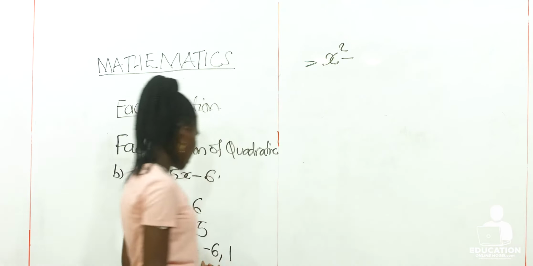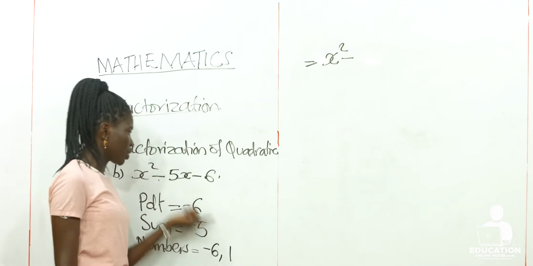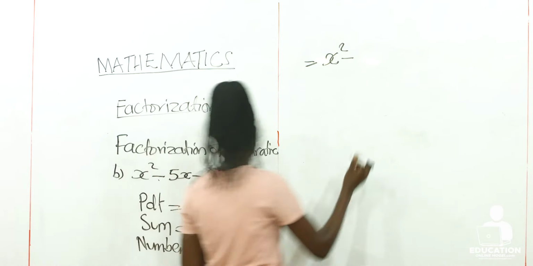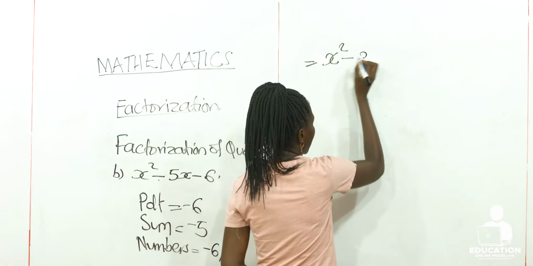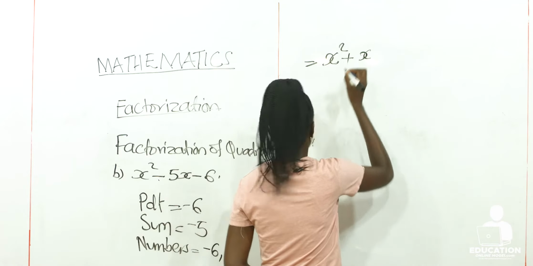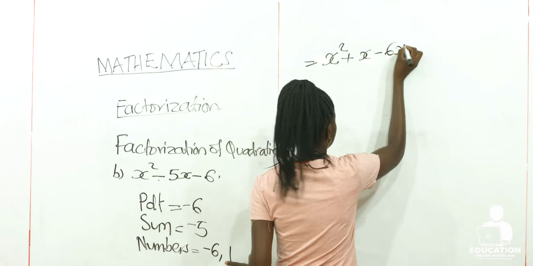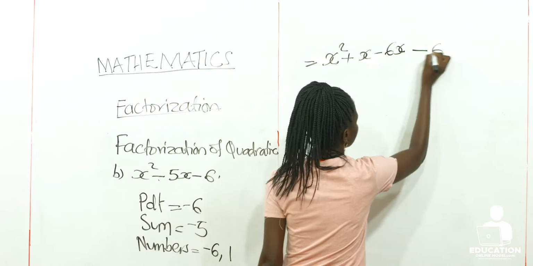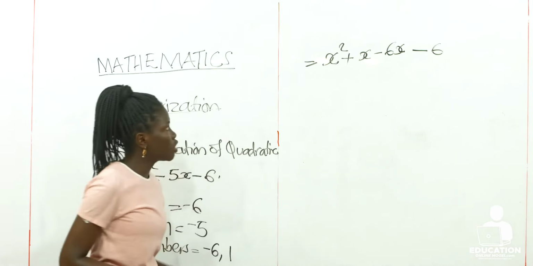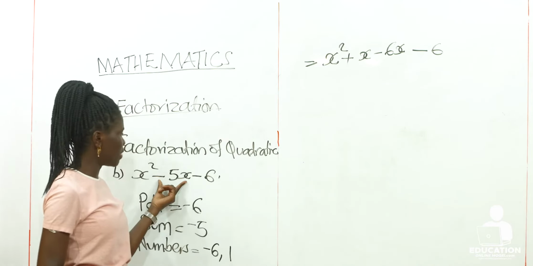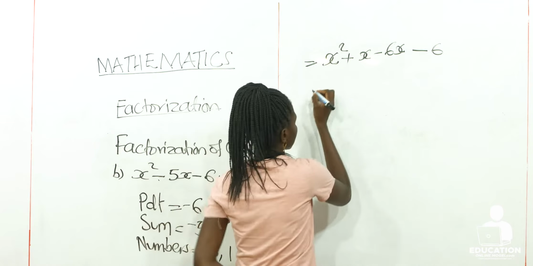We're now going to use the 2 numbers we've got in the expression. We are going to put them where we have seen the sum, which is negative 5x. So we're now going to have positive x minus 6x minus 6, because the 1 is a positive 1. We've not altered the question because when you add this x and minus 6x, you'll still be left with negative 5x.